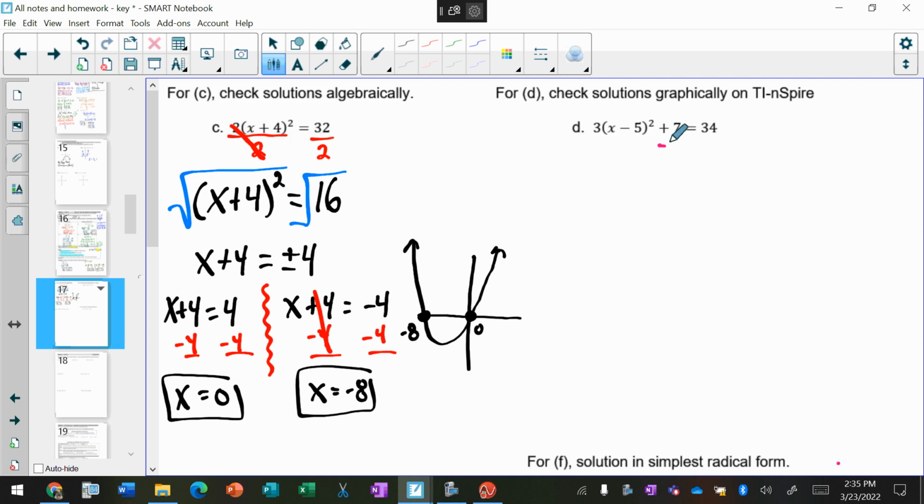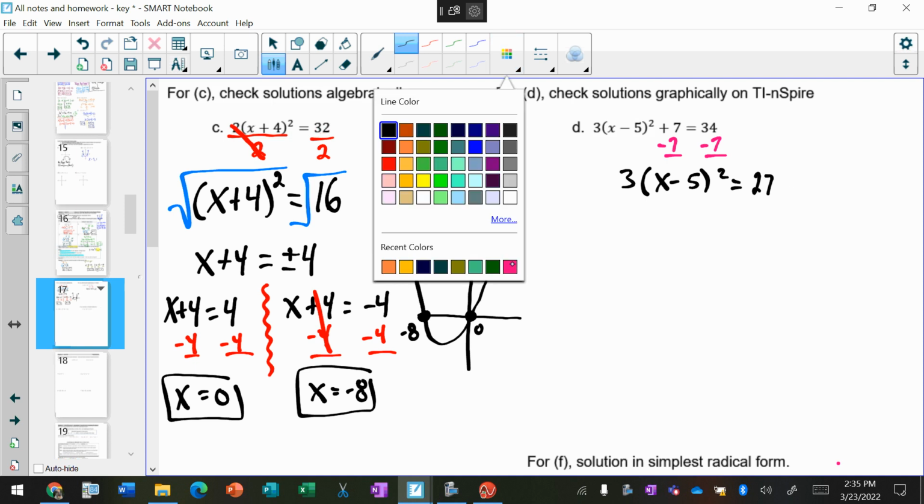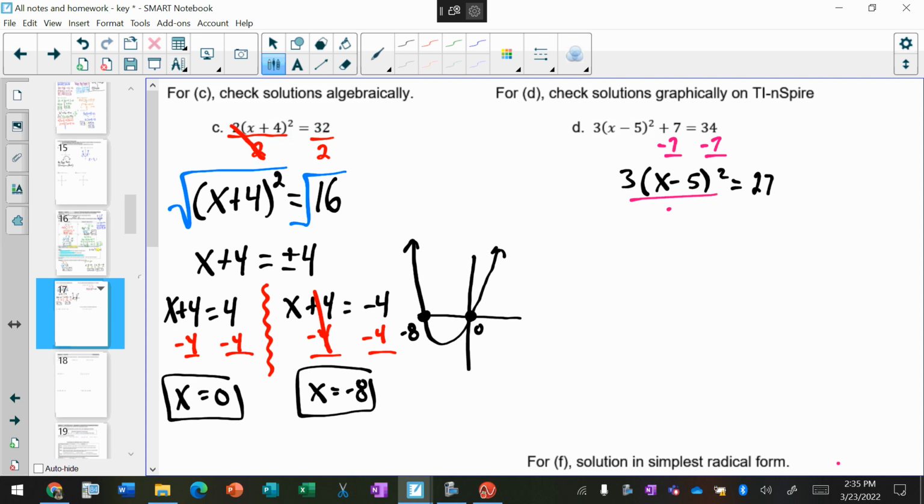We have to subtract the 7 first. If you need to, go ahead and use your calculator. And then we have to divide by the 3.